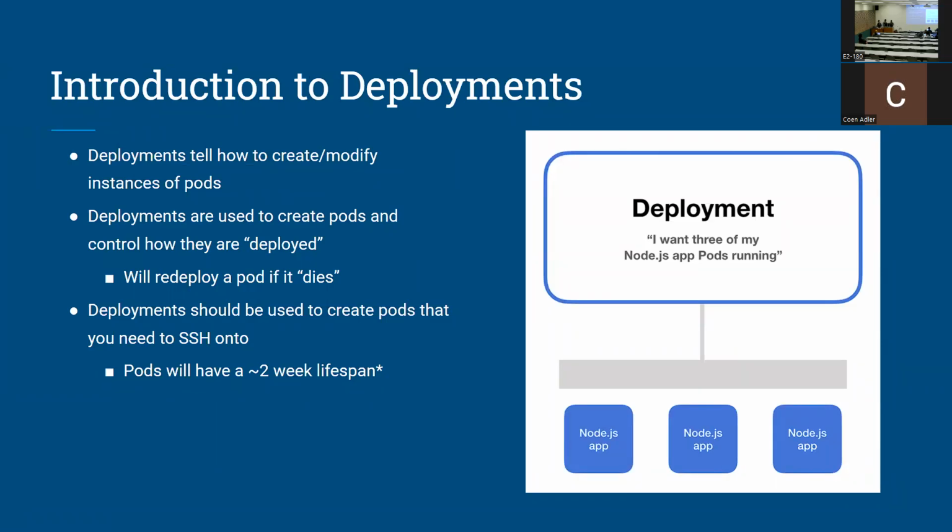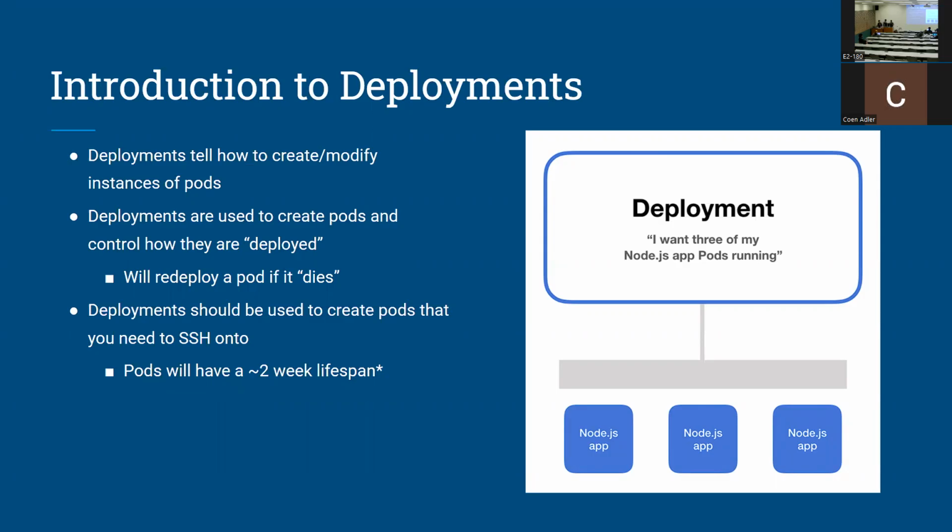One of the nice things is that when you create a pod via a deployment, it lasts for 2 weeks. Technically, it can last longer if you request an extension, but it can last a lot longer than the 6 hours or so from a single pod. So when you create a deployment, it will automatically create a pod.